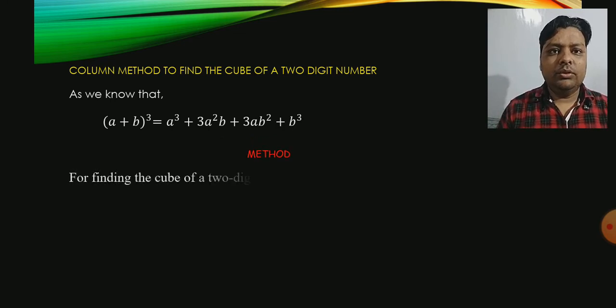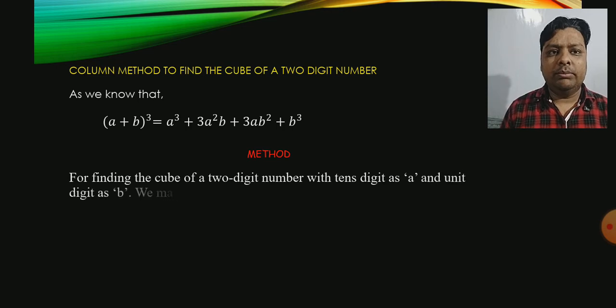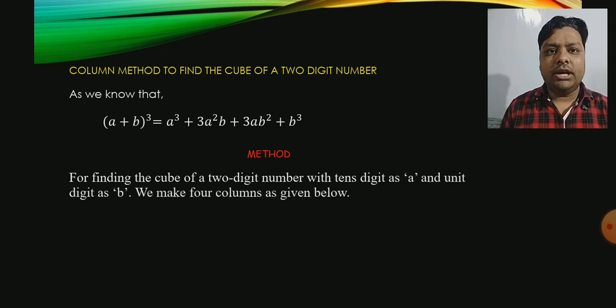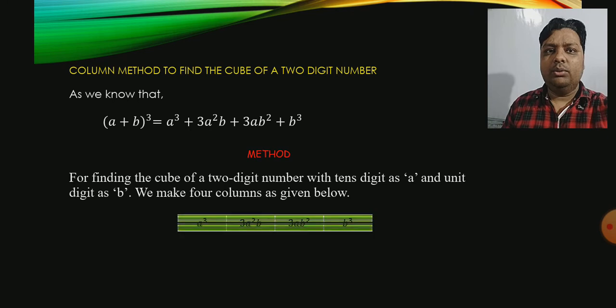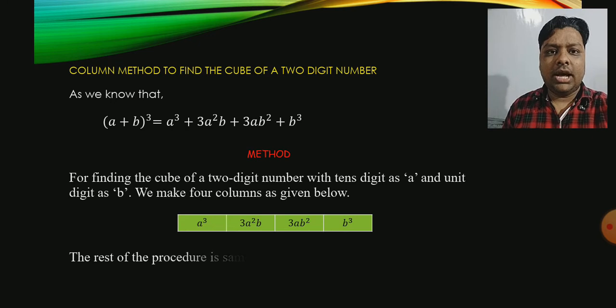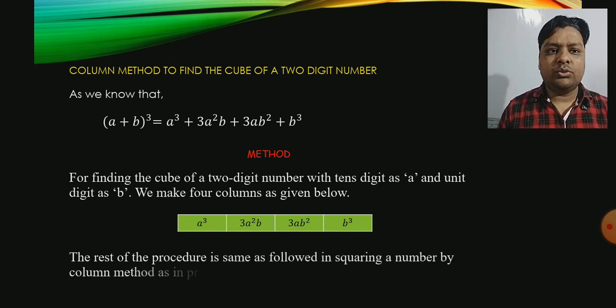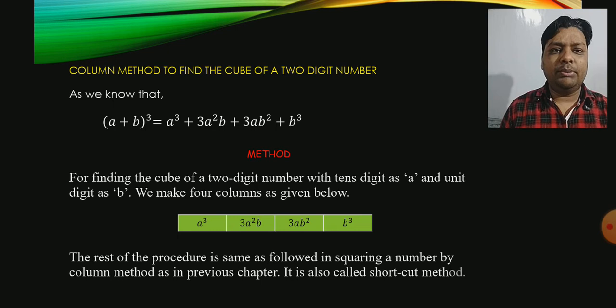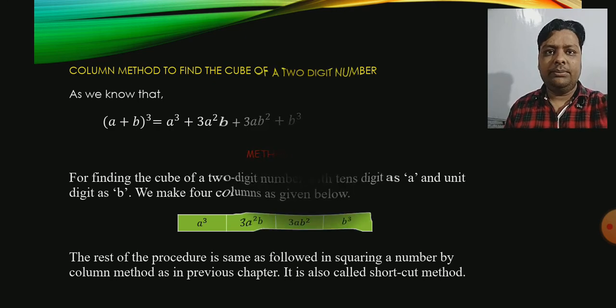For finding the cube of a 2-digit number, we will assume the tens digit as a and the unit digit as b, and then we will make 4 columns and put the values of a cube, 3a square b, 3ab square and b cube serially. You can see the formula. The rest of the procedure is the same as followed in squaring a number by the column method, as we have already studied in the previous chapter. We can also call this column method a shortcut method.